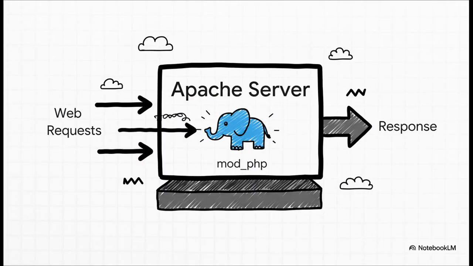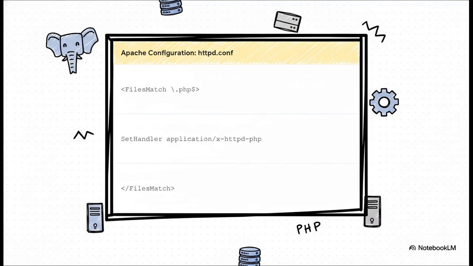Apache is, well, it's the old guard, the backbone of the internet for literally decades. Its classic way of working with PHP is through a module called mod PHP, which basically sticks the PHP interpreter right inside the Apache process itself. This makes setting things up pretty straightforward, and it's famous for being rock solid, especially if you use its recommended pre-fork model.